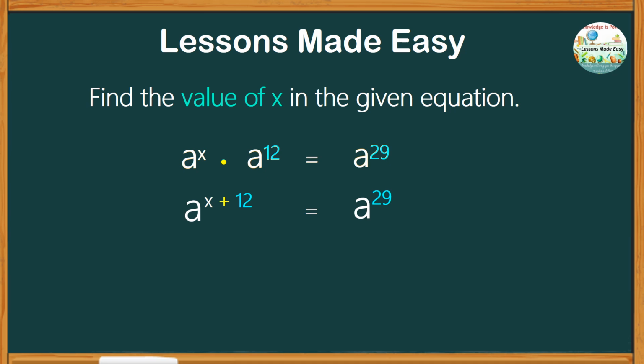Since these two numbers have the same base, we just have to work on their exponents to make them equal. That's x plus 12 equals 29. To get the value of x, subtract both sides by 12. x would be equal to 29 minus 12, which is 17. Therefore, x is equal to 17.